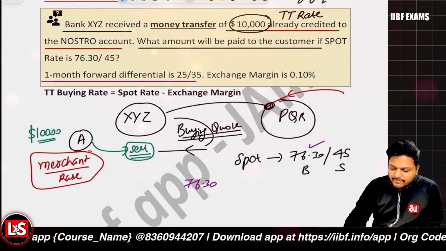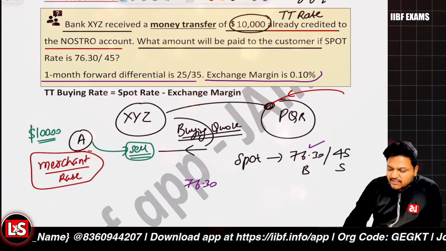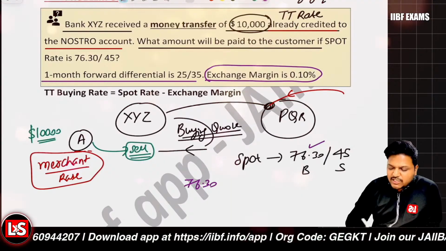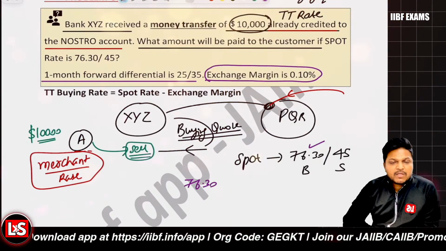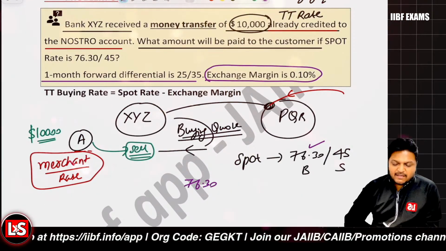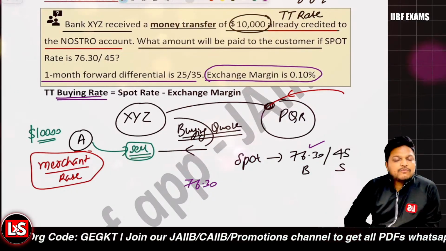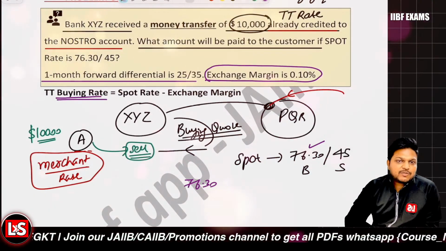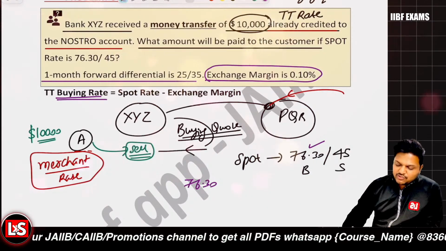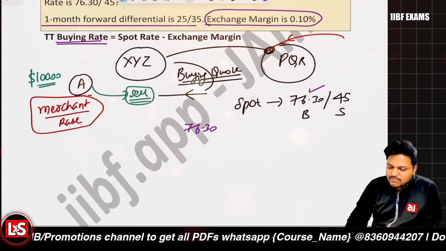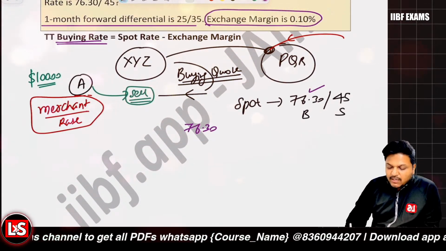Exchange margin is given. There is a small trick related to memorizing the exchange margin, whether it is to be added or subtracted. Whenever it is related to the buying rate, whether it is a bills buying rate or the TT buying rate, we are to subtract the exchange margin. So here also the exchange margin is 0.10%.